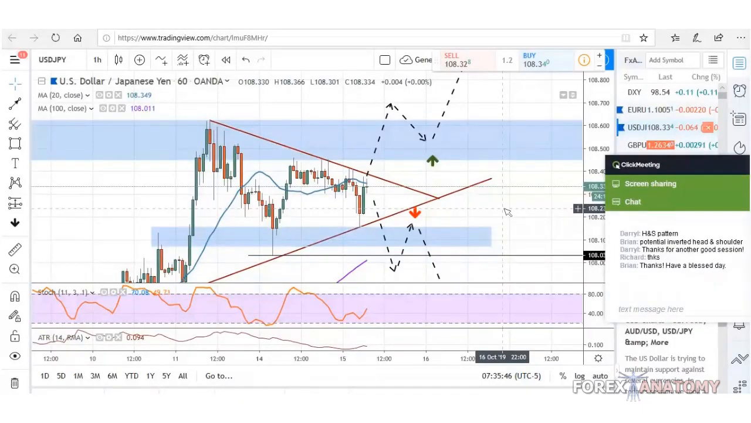Also, guys, if I do see a setup forming on the Euro USD, I would definitely let you guys know if we do see that setup form. I'm looking for bullish confirmation now, so I'll definitely let you know so you can enter that trade.